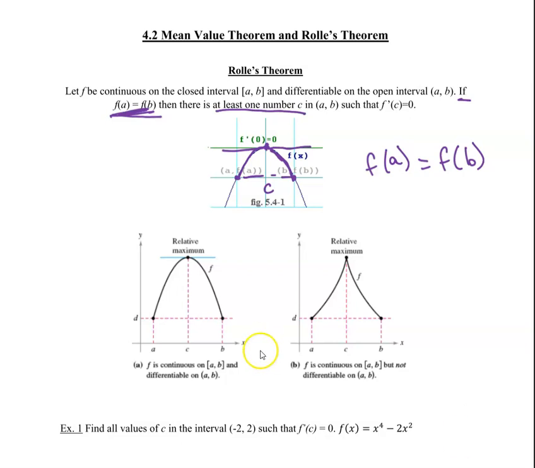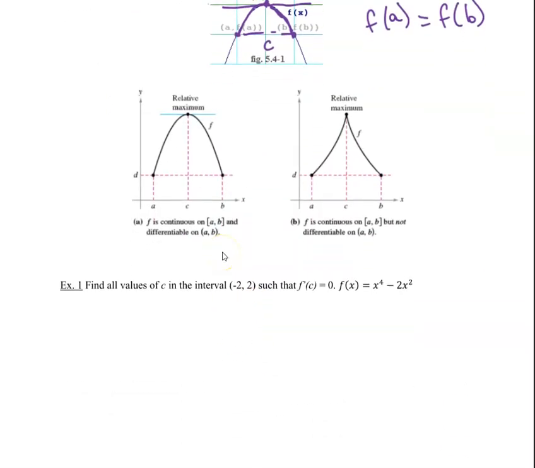Here's another picture. This first picture is similar to the one we just looked at. Same idea. We've got a continuous and differentiable function. The values at a and b are equal, so in between them, we have a relative maximum. We could also have a relative minimum, I should point out. If the graph went this way, it would be the same idea. We'd have a location where the derivative equals 0, and that's the important thing.